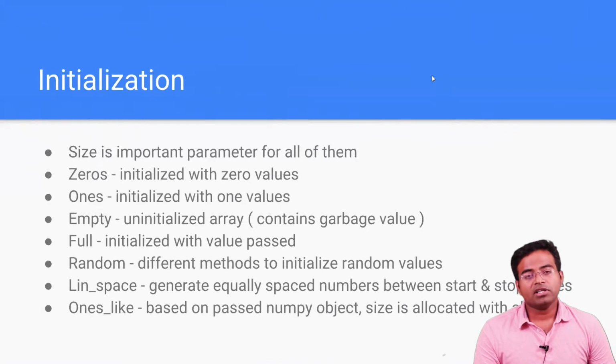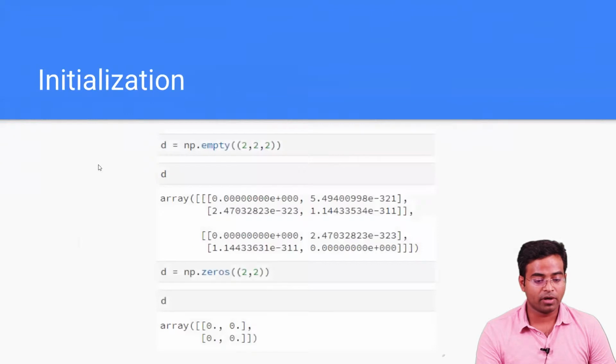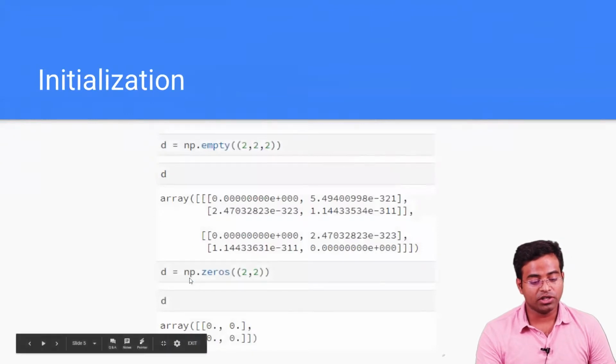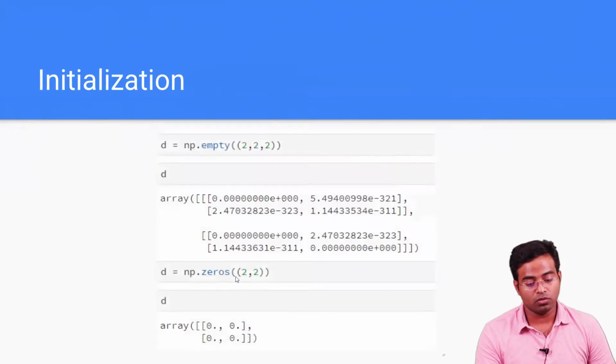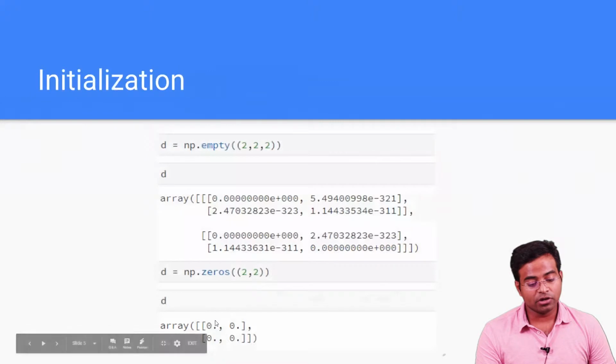Now let's understand how you initialize a NumPy data structure. Size is a very important part of it. Most of the APIs need size as an argument, and you pass size as a tuple. We have zeros, let's see one by one. np.zeros with 2,2. You are passing size as a tuple, and when you give 2,2, you are creating a 2 cross 2 NumPy array with all values initialized to zeros.